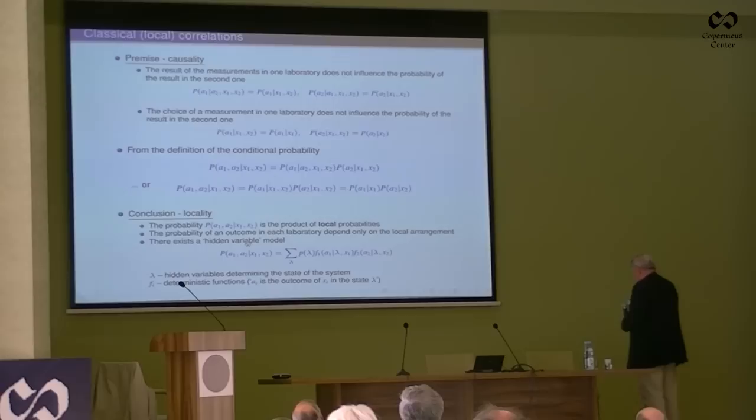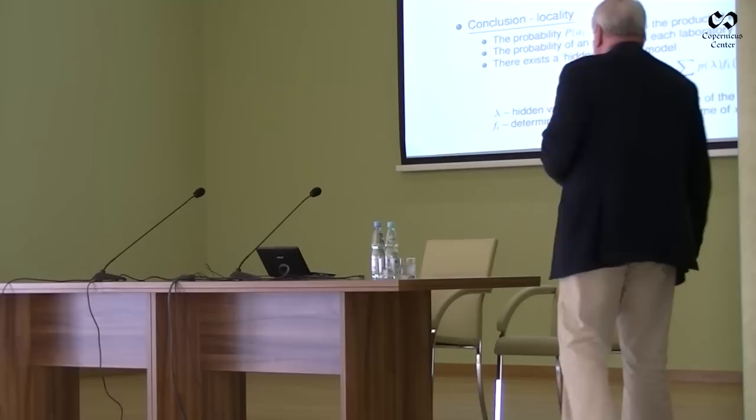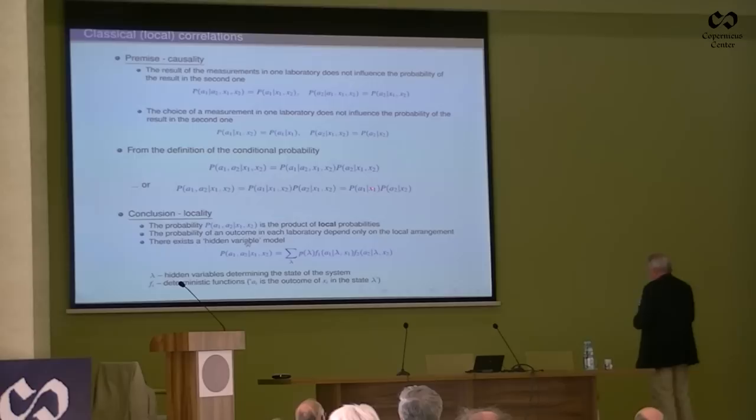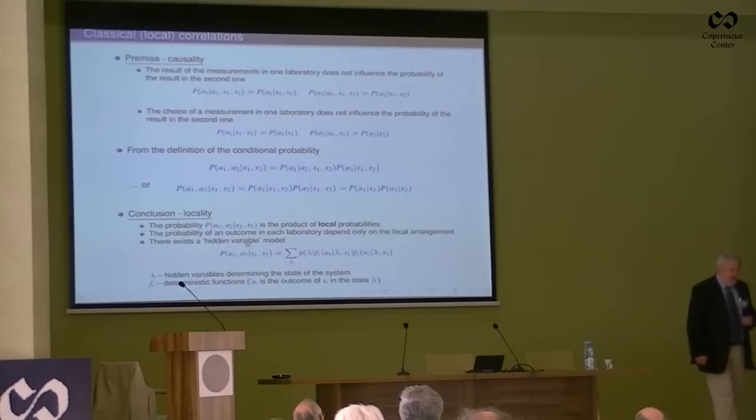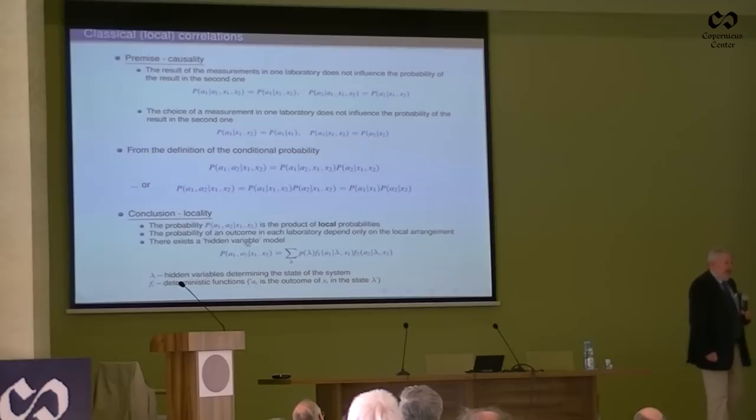So then, by simple calculations using the definition of conditional probability, you check very easily that this fundamental quantity which I introduced, the conditional probability that the outcome of the measurement x1 was a1 and x2 was a2, is simply a product of independent probabilities which are determined only by the settings of the measuring apparatus in both laboratories, and usually also on the actual state of my subsystem, because this is what determines the outcomes A1 and A2.